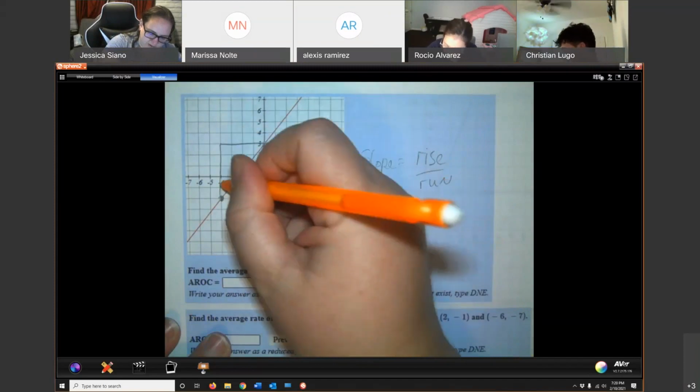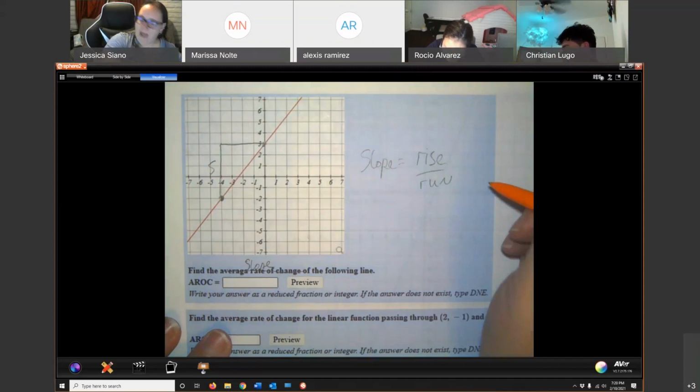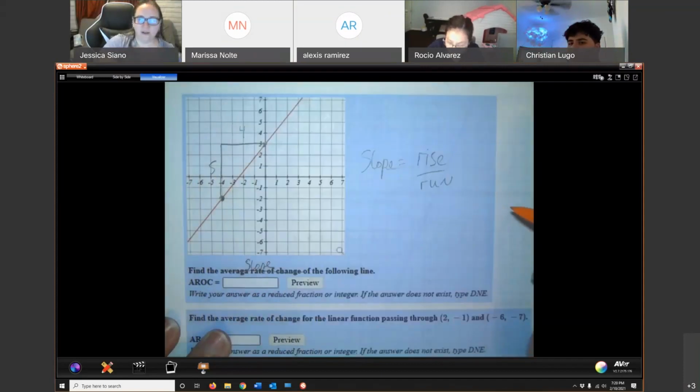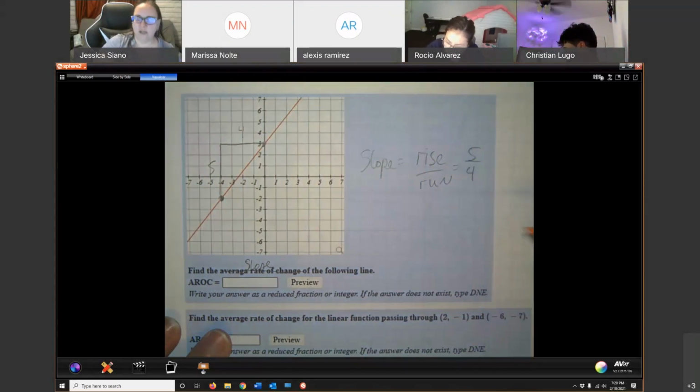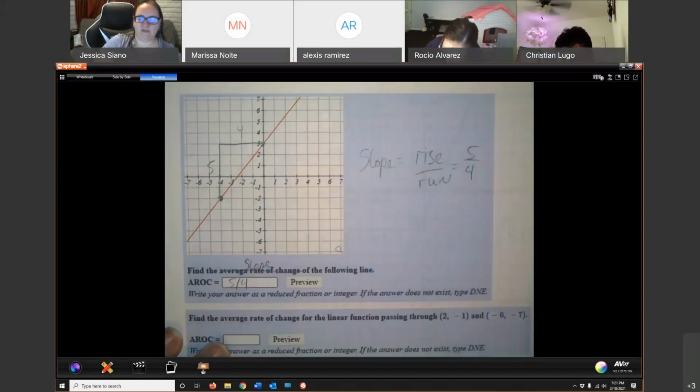It's 1, 2, 3, 4, 5 boxes up. And then 1, 2, 3, 4 boxes over. So that makes my slope 5 over 4. The rise was 5, the run was 4. And so my average rate of change is 5 over 4. They asked for a reduced fraction, so they're looking for 5 over 4.